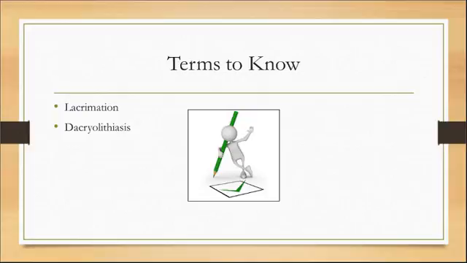Dacryolithiasis, this is the presence of a tear stone. Lith is going to be the indicator of stones, and it's used in various parts of the body, such as kidney stones, gallstones, and in this case, we're talking about tear stones.